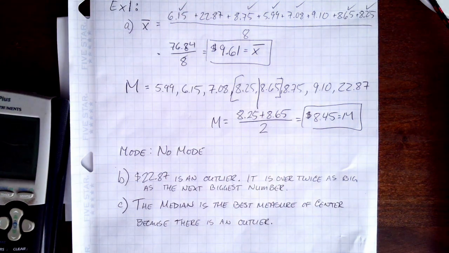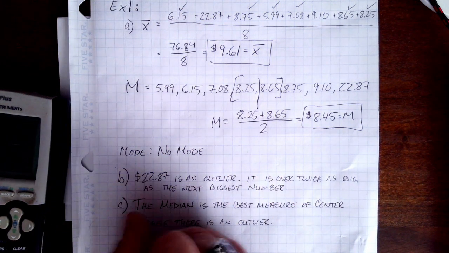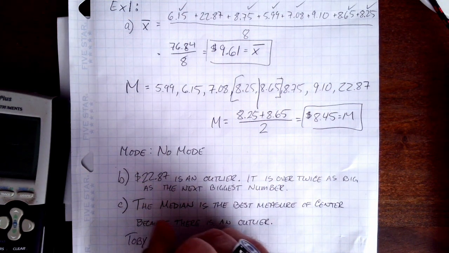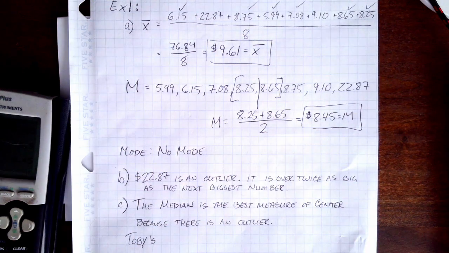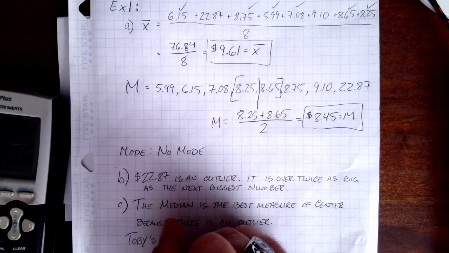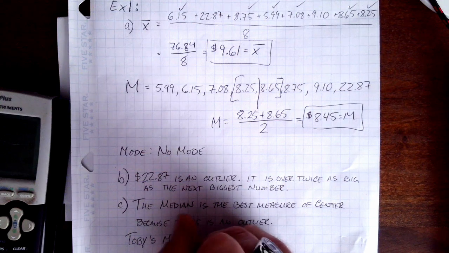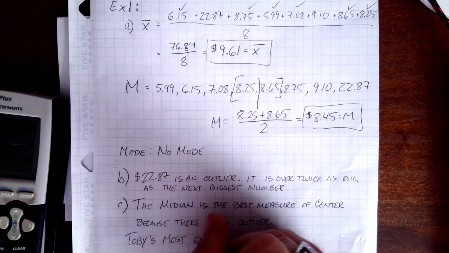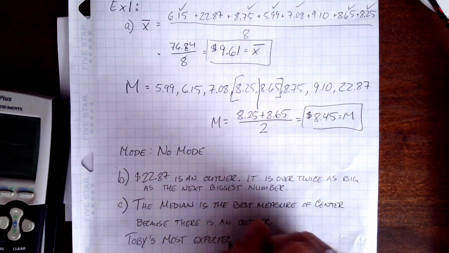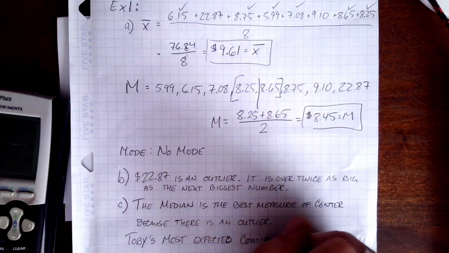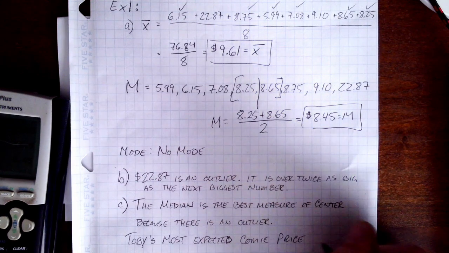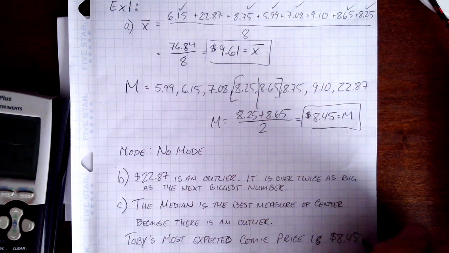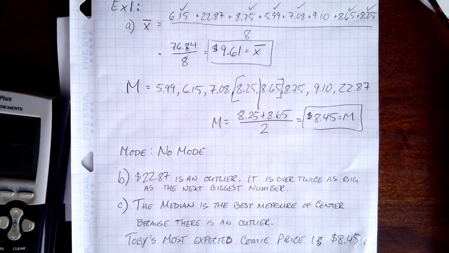What does that mean for Toby? Well, it means that Toby Titus, his average comic book price, or his most expected, not his average, his most expected comic book price. That's what the best measure of center measures. Is going to be $8.45, or nearby that. And that's example 1.